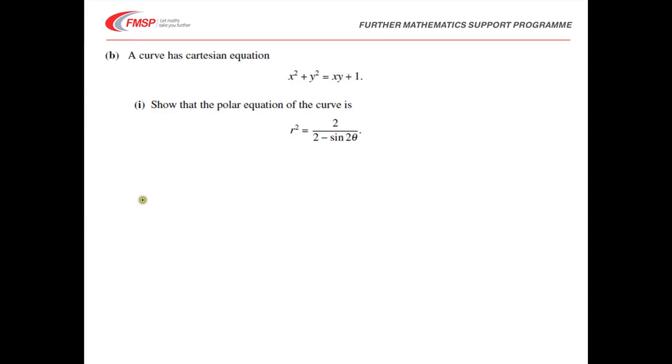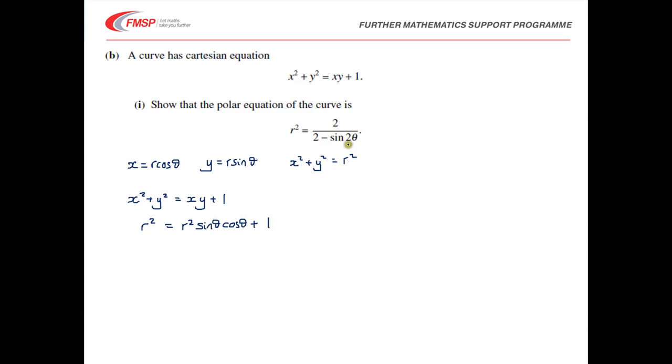For part B, converting from Cartesian to polar coordinates, I need 3 key results. X is equal to r cos theta, y is equal to r sin theta, and x squared plus y squared is equal to r squared. So if I start with x squared plus y squared equals xy plus 1, x squared plus y squared is r squared, xy is r cos theta, r sin theta, so that's r squared sin theta cos theta plus 1.